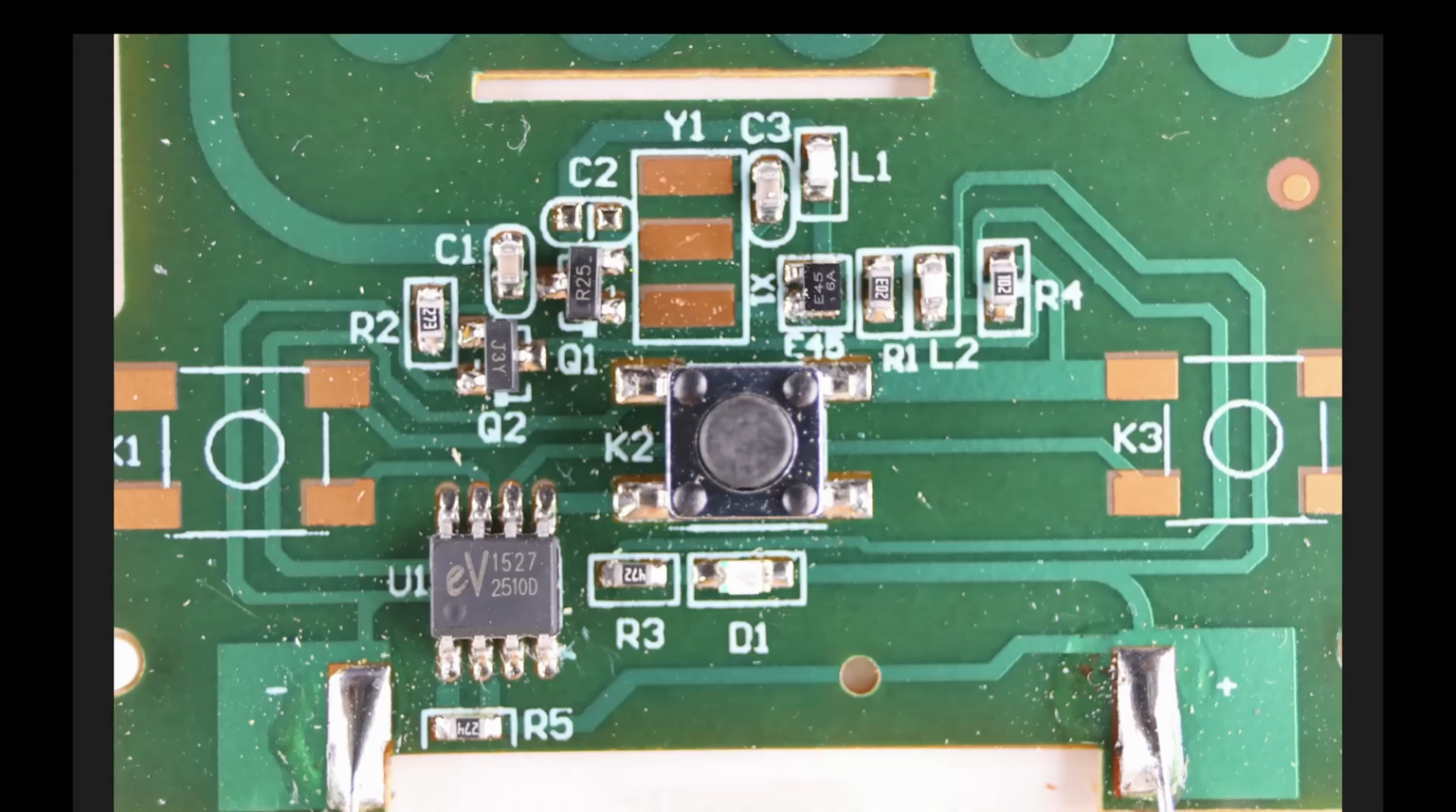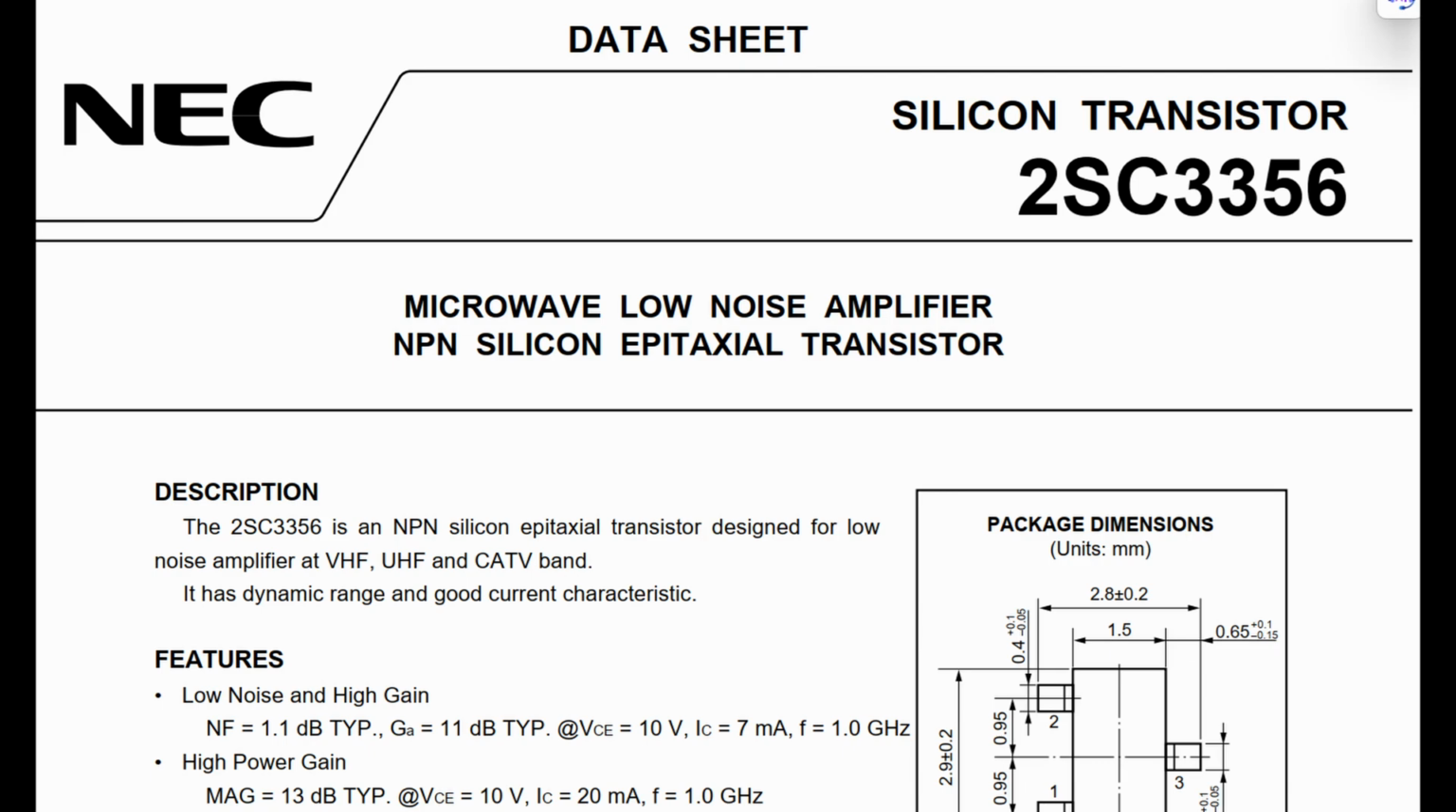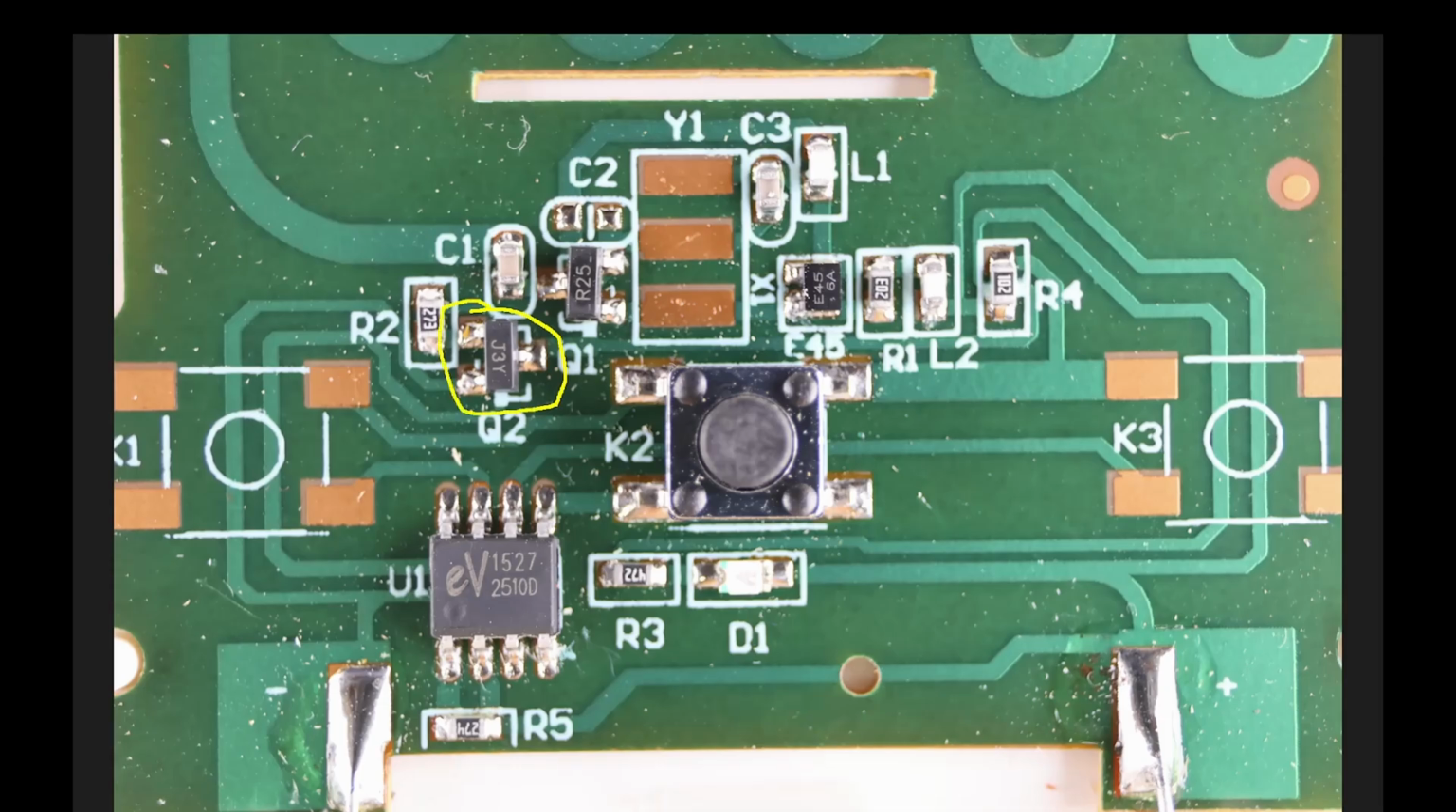There's two transistors and they're very different. This one marked R25 is an RF transistor, the 2SC3356. And the transistor down here is a jellybean NPN transistor. Not very interesting at all.